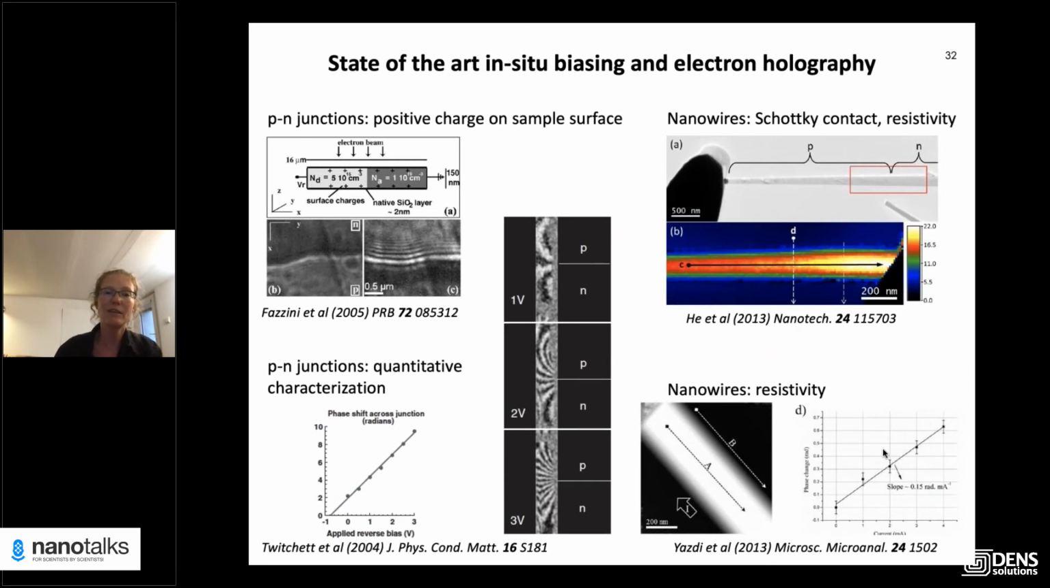So here I show you the state of the art in situ biasing and electron holography. You can find several papers studying p-n junctions in bulk samples, here by Fazzini and also by Twitchett. And in nanowires, attempts were made of in situ biasing on p-n junctions, here with an approach like a nanofactory to make the contact. And in this paper, they succeeded in measuring the resistivity of the nanowire using in situ biasing. So it's clearly very interesting.